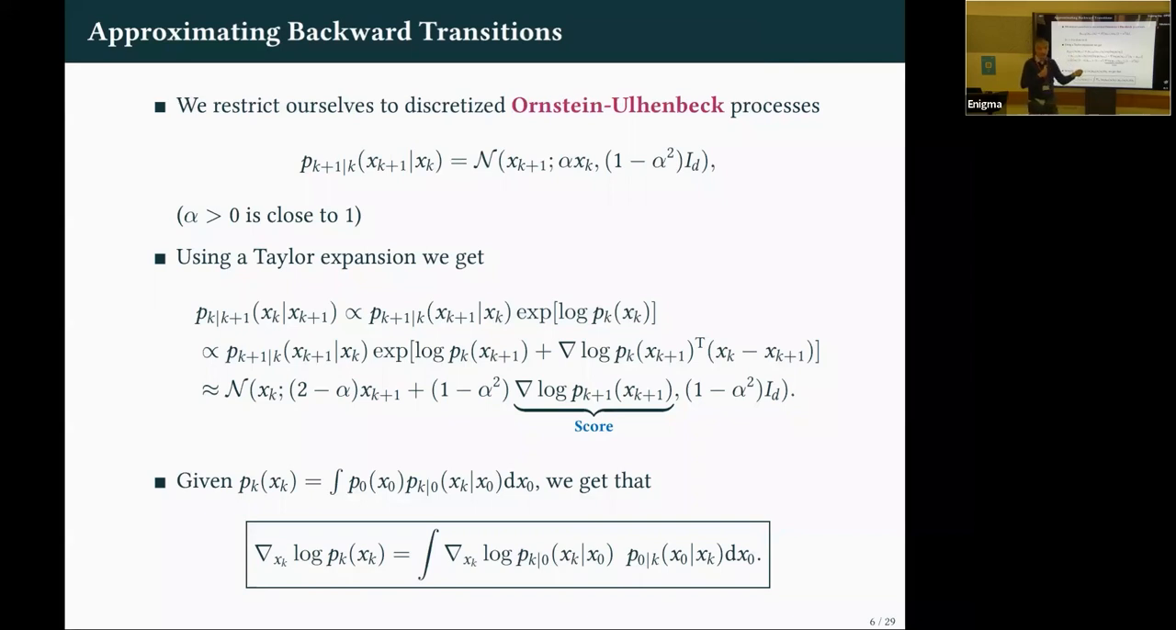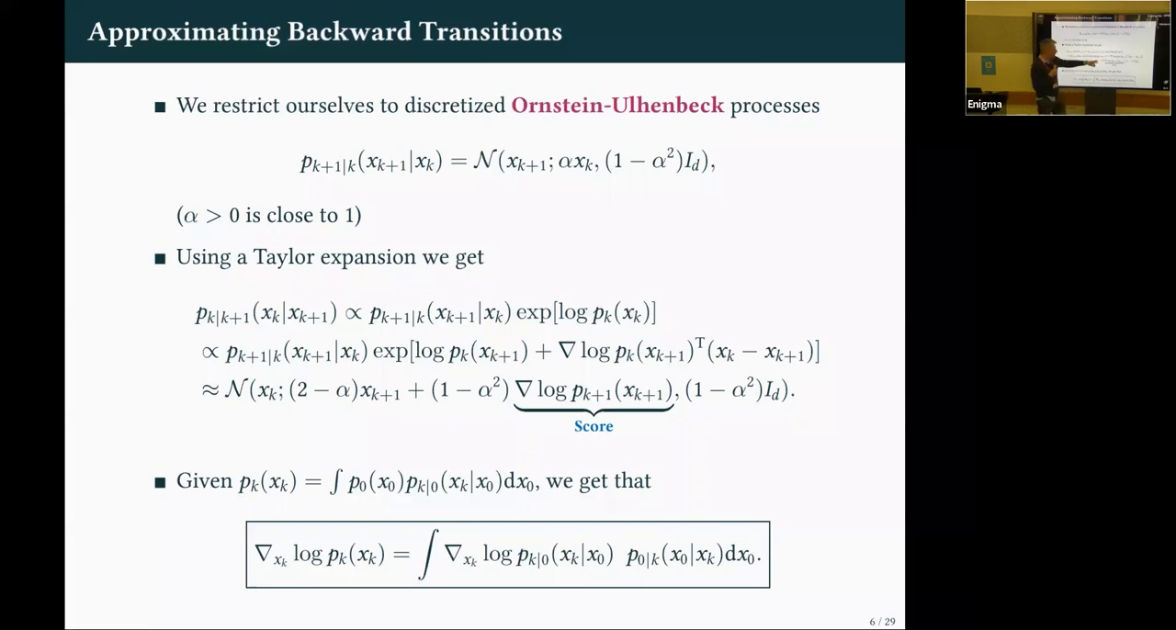So now, what do you do? This backward Markov transition kernel, you apply Bayes' rule. So this is essentially the prior p_k(x_k) times the forward transition kernel that takes me from x_k to x_{k+1}, divided by the marginal distribution, obviously, p_{k+1}(x_{k+1}). Now I want to approximate that. I'm going to do things a bit dirty here. I write proportional, I drop p_{k+1}(x_{k+1}) because it is a constant.